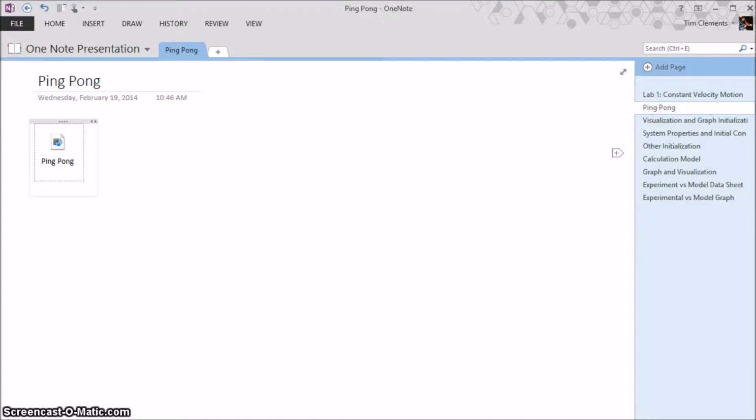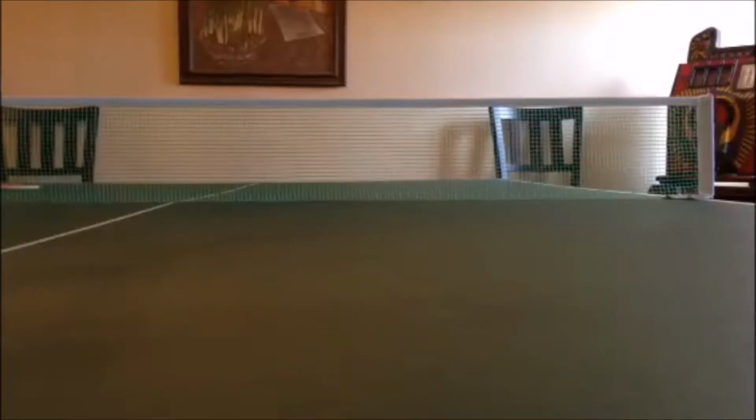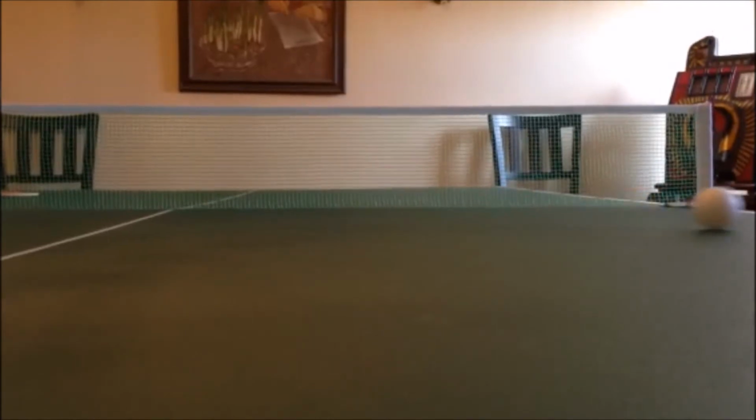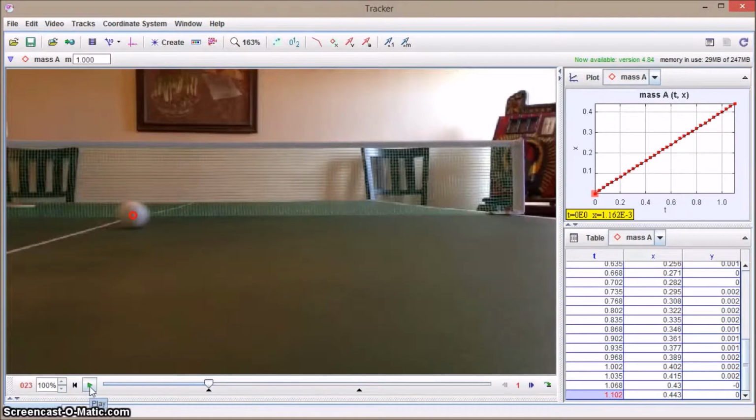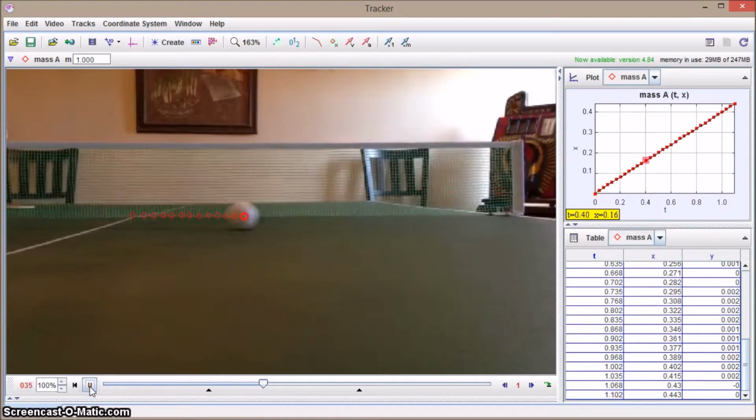To show an object moving at a constant velocity, I rolled a ping pong ball across a table. To analyze the motion of the ping pong ball, I use Tracker to assess what is happening. Here's the selection I used to analyze.